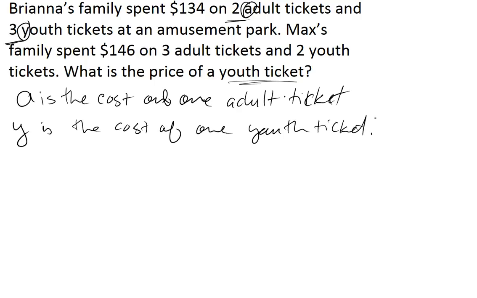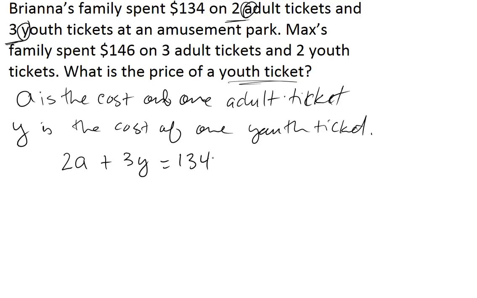So now that these variables are defined clearly, let's write an equation that expresses the relationships that we're seeing here. So if I was to write 2 times A, that is the cost of 2 adult tickets, right? It's 2 times the cost of 1 adult ticket. And if I was to write 3Y, that's 3 times the cost of 1 youth ticket, or the cost of 3 of the youth tickets. And if I combine these two, that's the sum of the cost of 2 adult tickets and 3 youth tickets. Now we're told that for Brianna's family, that cost them $134.